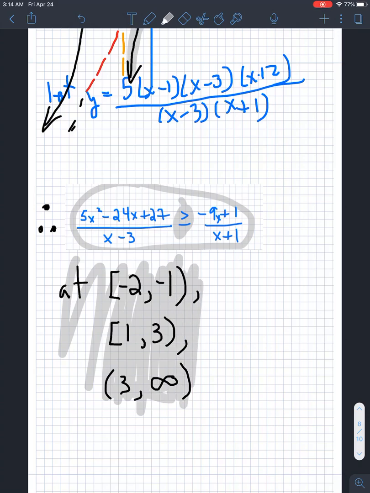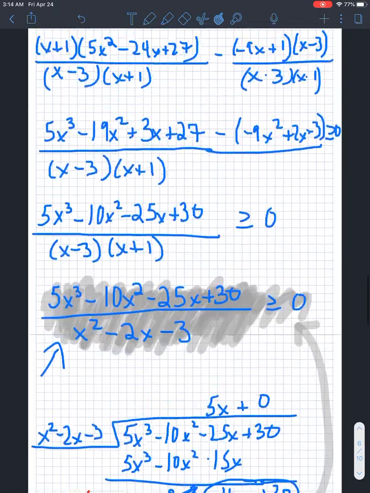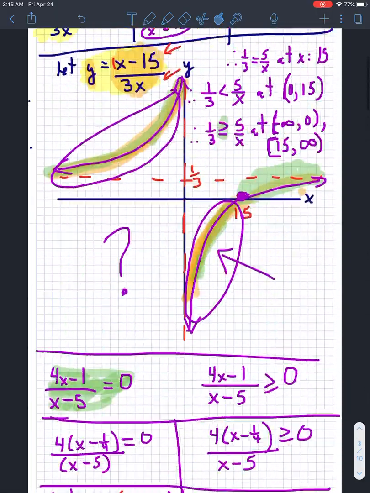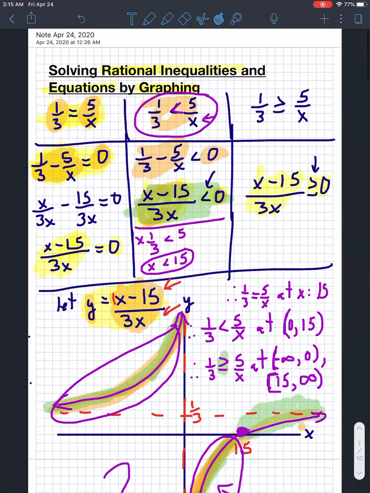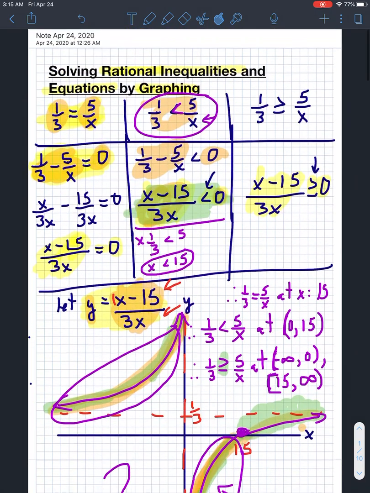And that's about as complicated as you'll ever get, especially in the grade 12 course. But yeah, there you go. So that's everything you need to know about solving inequalities and equations with rational numbers. And notice all I did was bring everything to the left, make it into a rational, and graph.